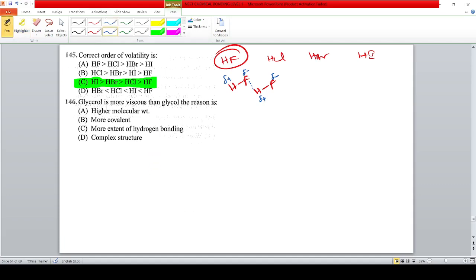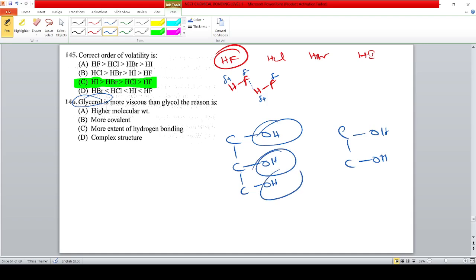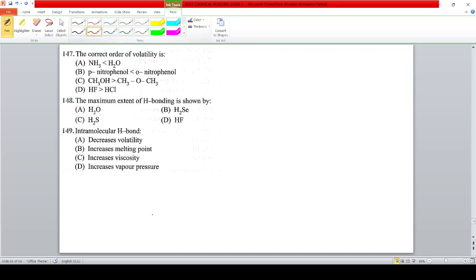146. Glycerol is more viscous than glycol. Reason: glycerol contains 3 OH groups. 3 continuous carbons containing OH groups is called glycerol. Glycol has 2 OH groups on continuous carbons. So more OH groups, more hydrogen bonding. More extent of hydrogen bonding will be the answer. Option C. 147. The correct order of volatility.